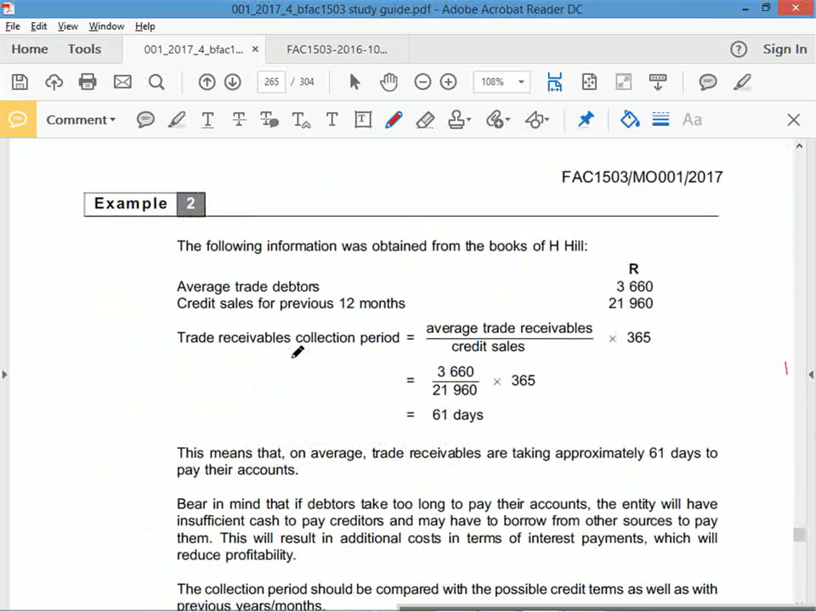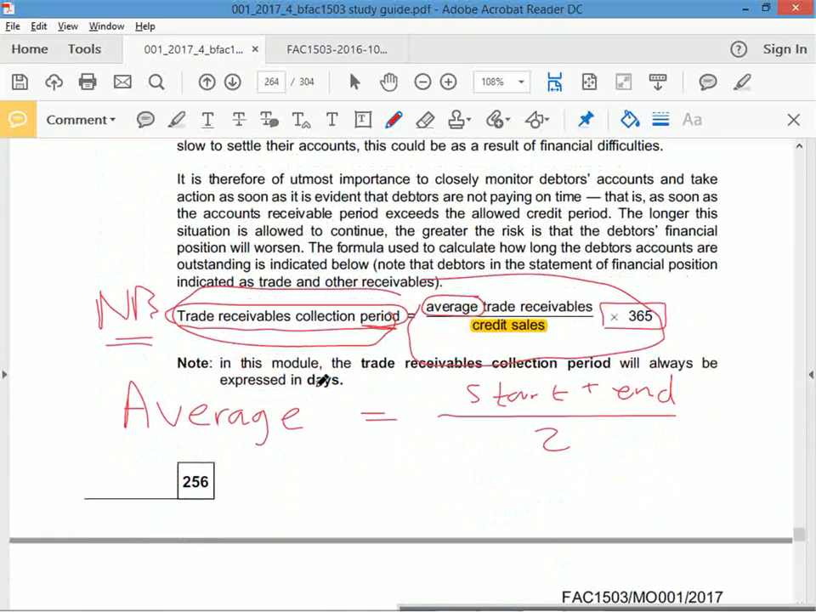I didn't talk about that here. Do you want this ratio to be longer or shorter? Do you want to collect sooner or later? Exactly. Okay, so the period, if the period is shorter, then that's good. You want the collection period as short as possible. Collecting sooner is better than waiting.